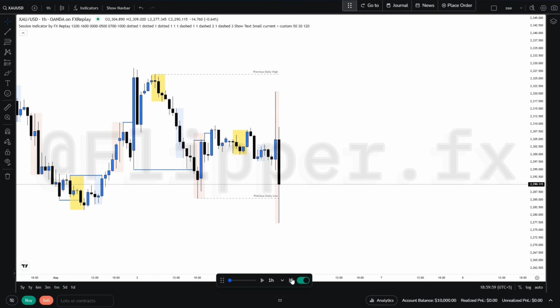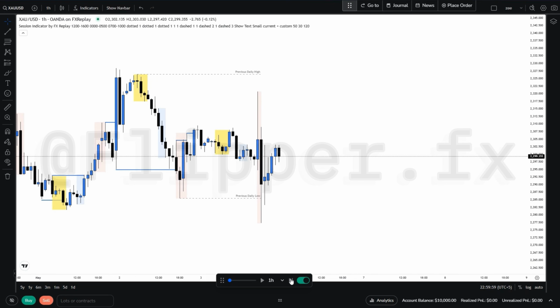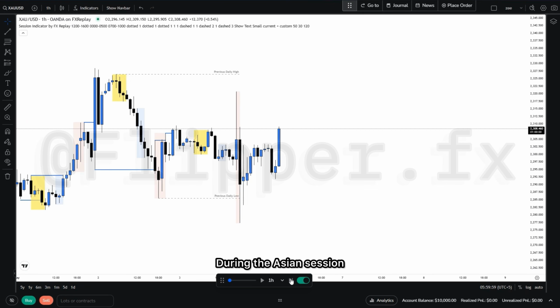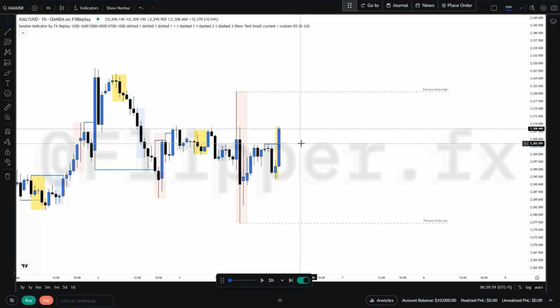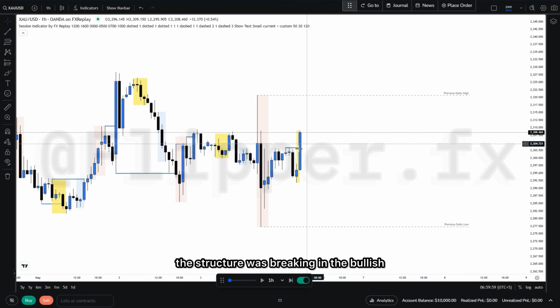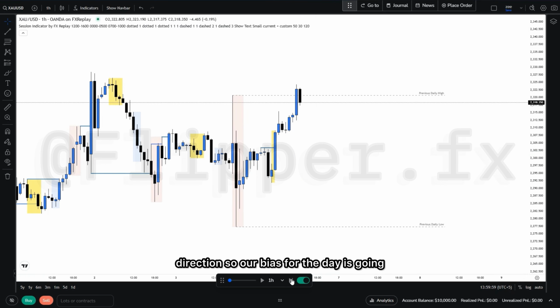Alright, let's move on to the next day. What's happening here? During the Asian session, the market clearly broke structure in the bullish direction. The structure was breaking in the bullish direction, so our bias for the day is going to be bullish.